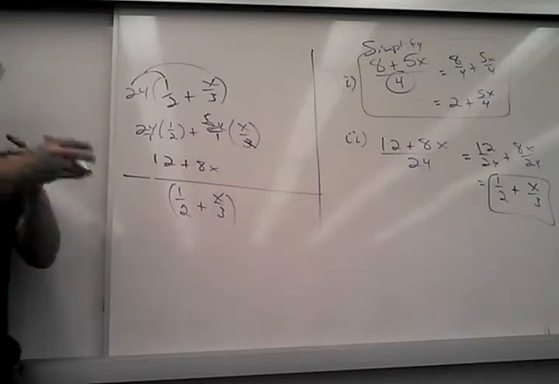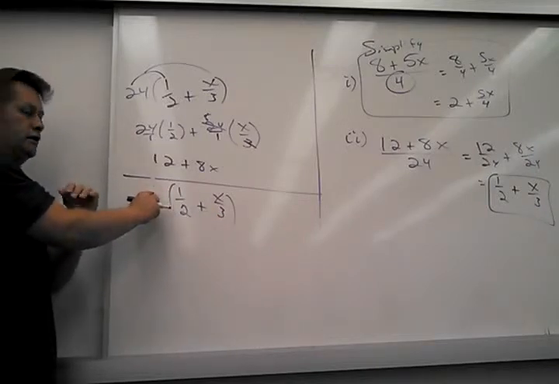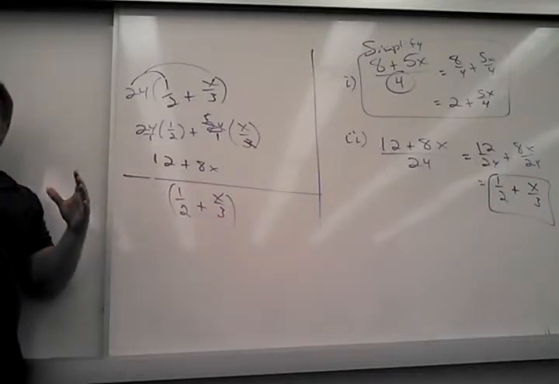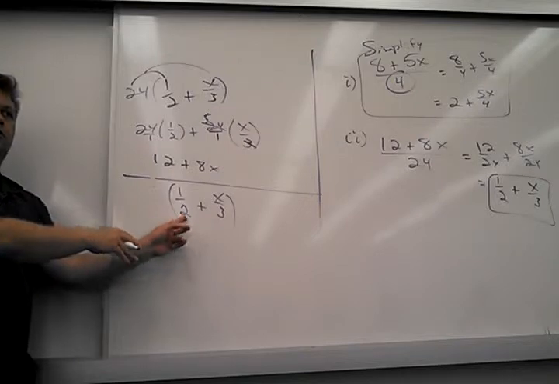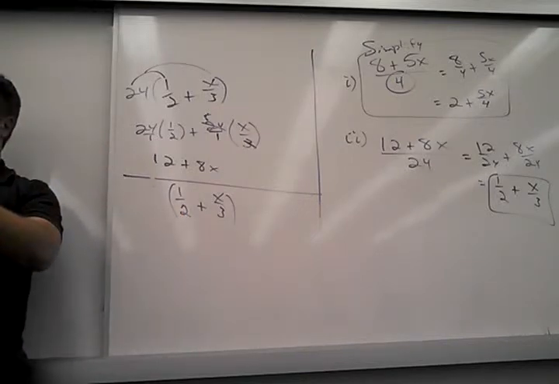I'd multiply by 2, right? The 2 would cancel with that 2. Would it kill the 3? No. What would I have to multiply by to kill the 3? 3. But it wouldn't also multiply. So what's the lowest number I can multiply to kill both of them is going to be the LCD.